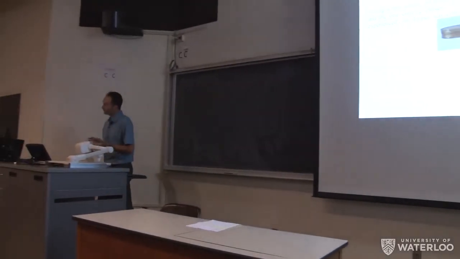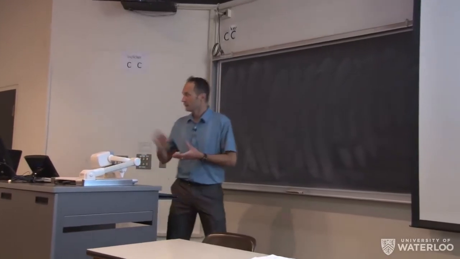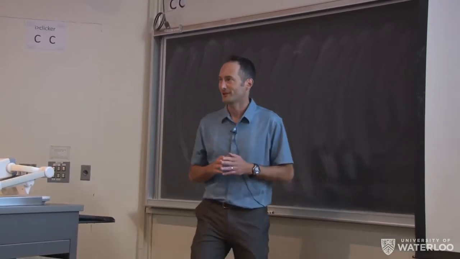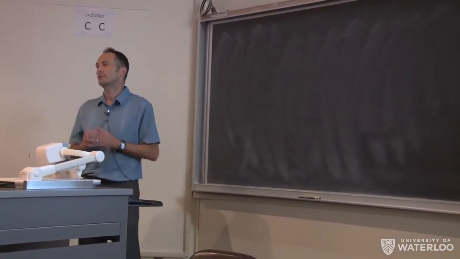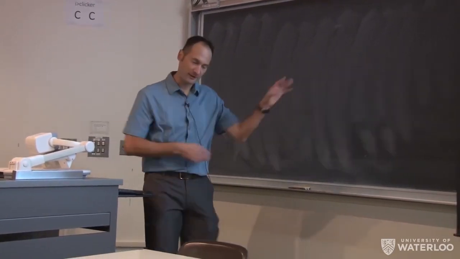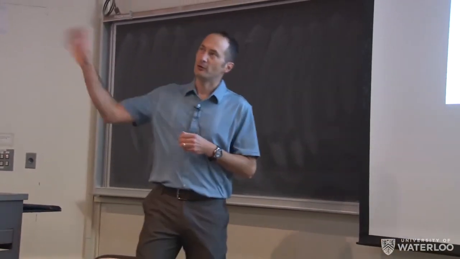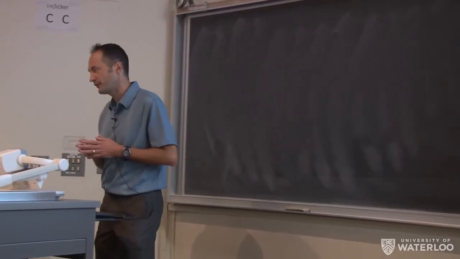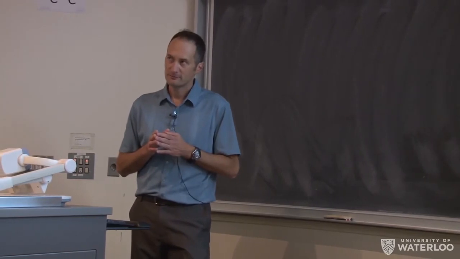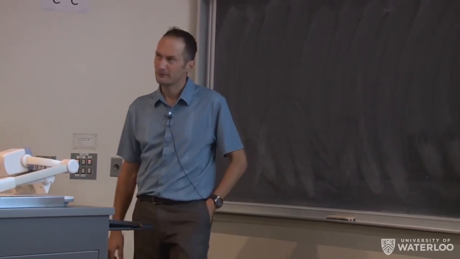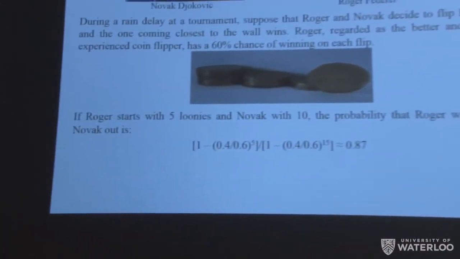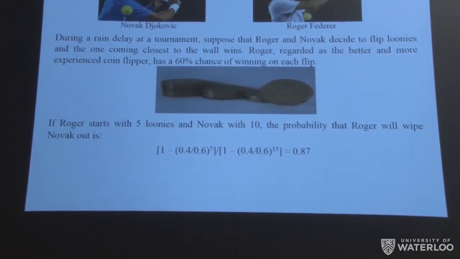Now, Roger's 34 years old, arguably the greatest tennis player of all time. Novak's 28. Roger's the more experienced guy. He's been around. He's played this game many times. So let's suppose that he has a better chance of winning, say 60% on each flip. So what we can ask is, let's say that we give Roger 5 loonies, and we give Novak a slightly larger number, say 10. Then what's the probability that Roger will wipe out Novak in this game of closest to the wall? Well, we can use our gambler's ruin formula, with our capital N being 10 plus 5, which is 15, and Roger's starting point is 5. We find that the probability is approximately 87%.